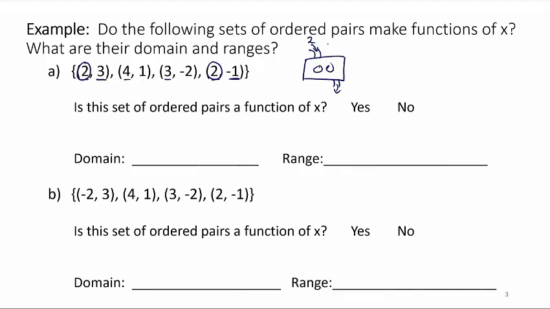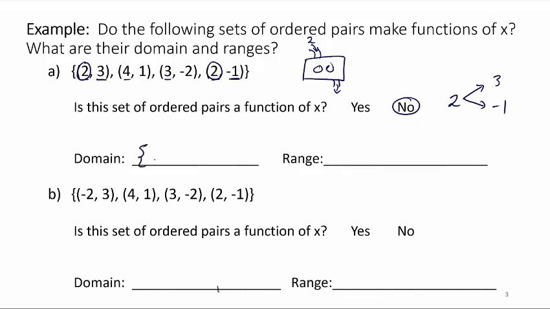Is this set of ordered pairs a function of x? No, it's not, because we have a value in the domain, an input of 2, that's corresponding to two different outputs, 3 and -1. So this disobeys the rule for a function. Now, we can still state the domain and range as the set of all inputs and the set of all outputs, even though technically it's not a function.